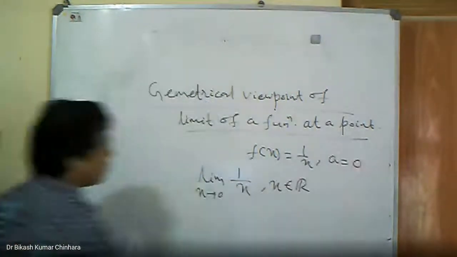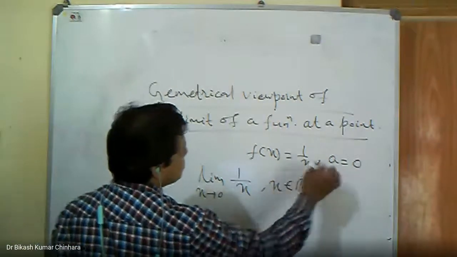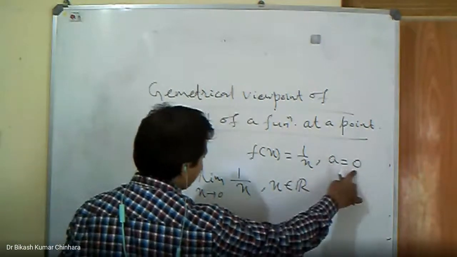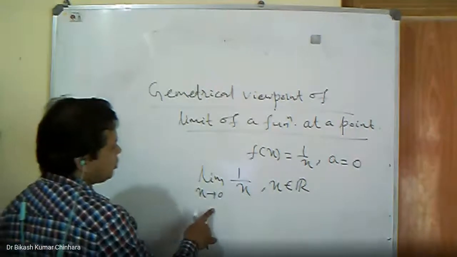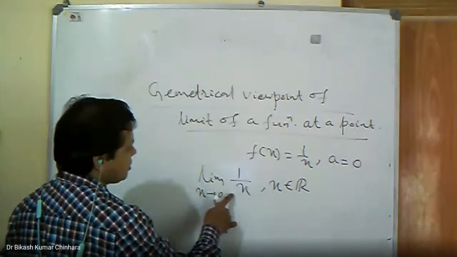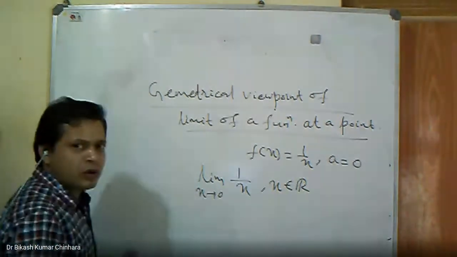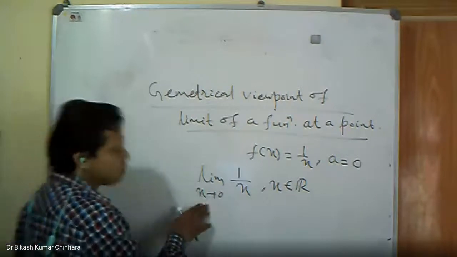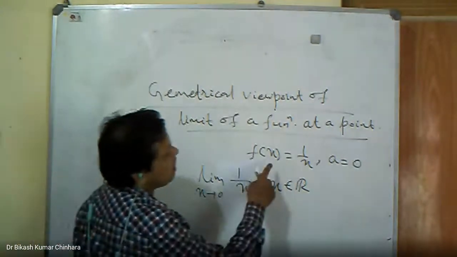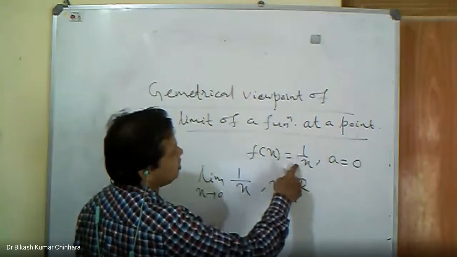Are you getting it or not? So that means here the function is 1 by x, and here the point is 0. So I am talking about the limit of a function like this for x approaching 0. Why am I interested in such a limit? Because when I put x equal to 0, its value is undefined. 1 by 0 is undefined.